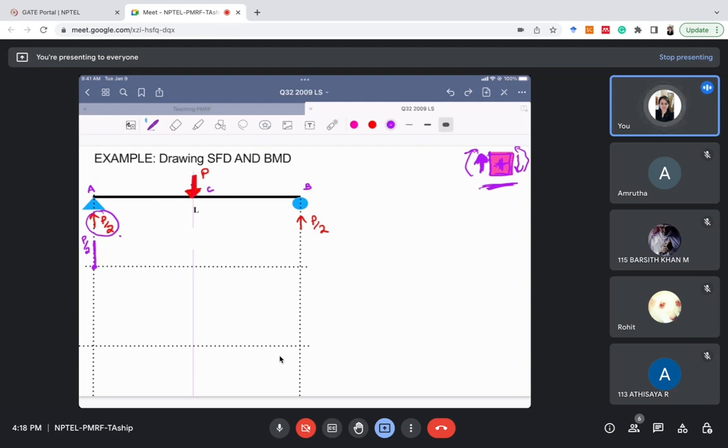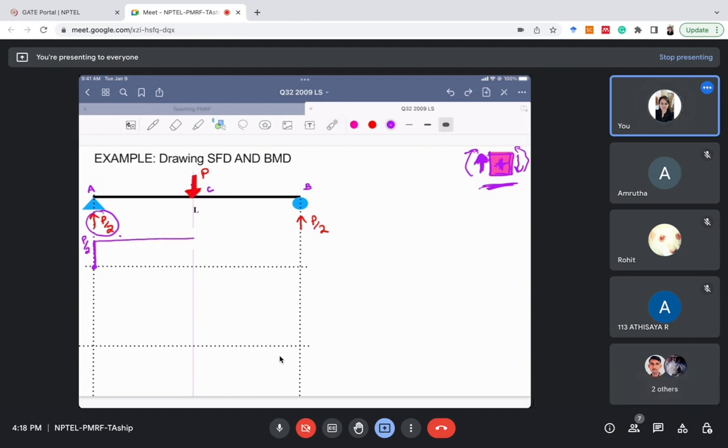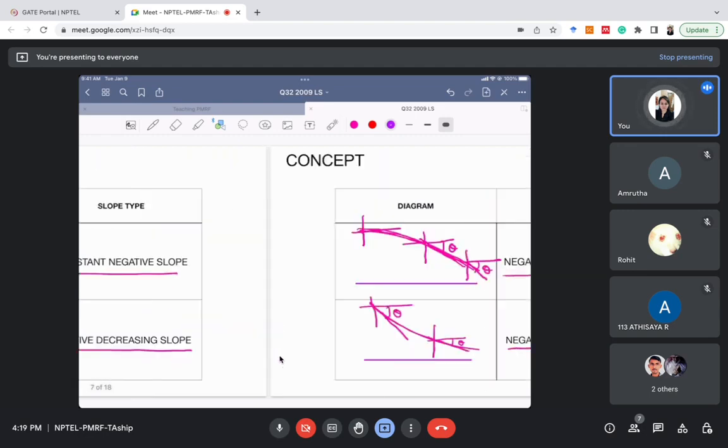Now in the section from A to C, there is no load, neither a point load, nor W, the uniformly distributed load. So we will draw it as constant. I hope it is clear. So it will remain constant till point C. Now what will happen at C? So what was our point there?